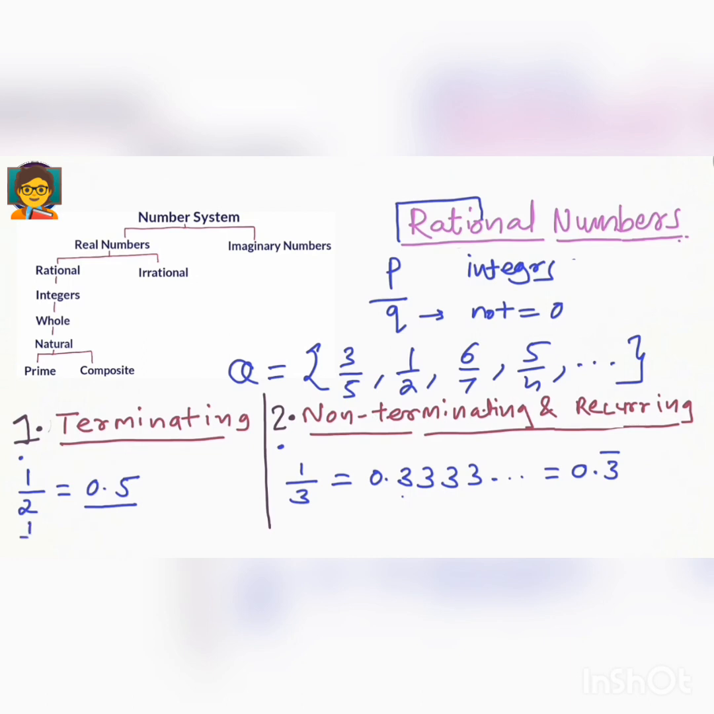Let's take another example, 1 by 4. You will get a finite answer here, that is 0.25. However, 3 by 11, you will get 0.272727 and so on. You can see this 27 is repeating and this is a non-terminating series. That's why it is called a non-terminating and recurring rational number.